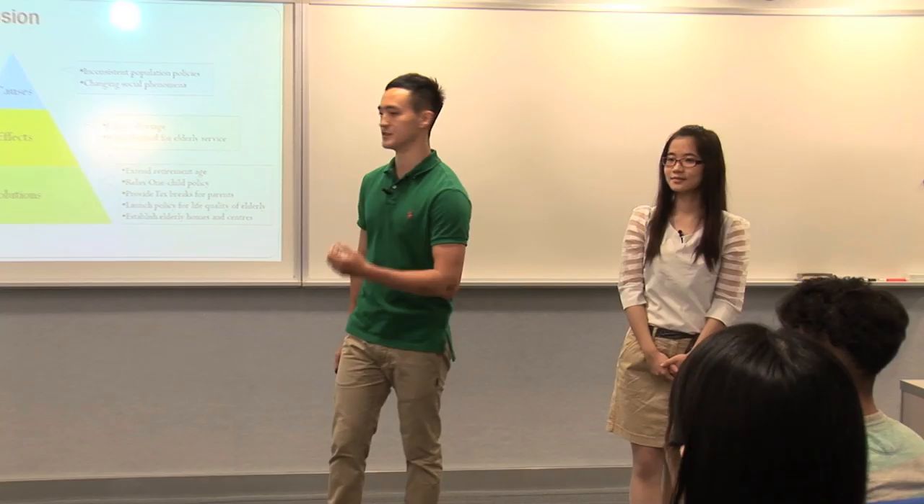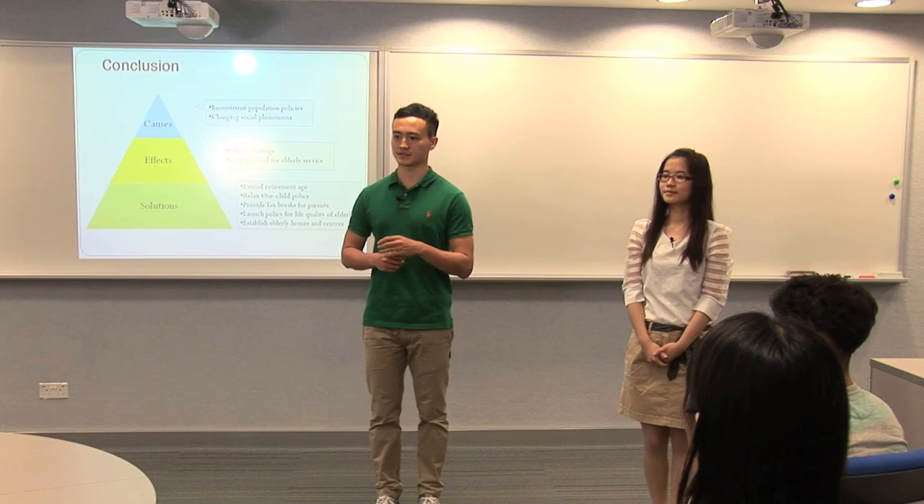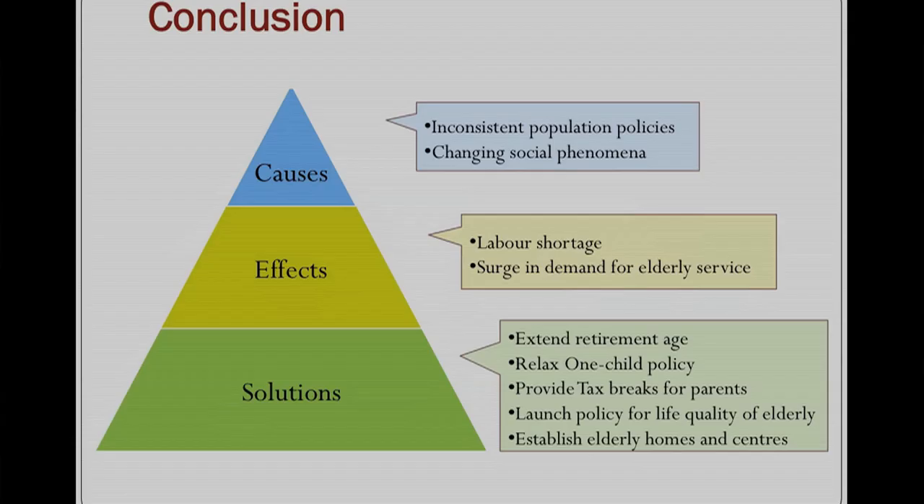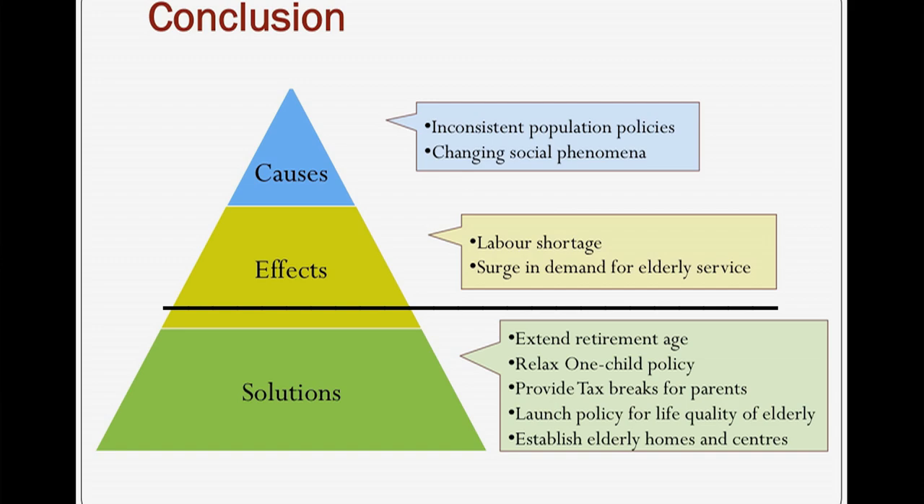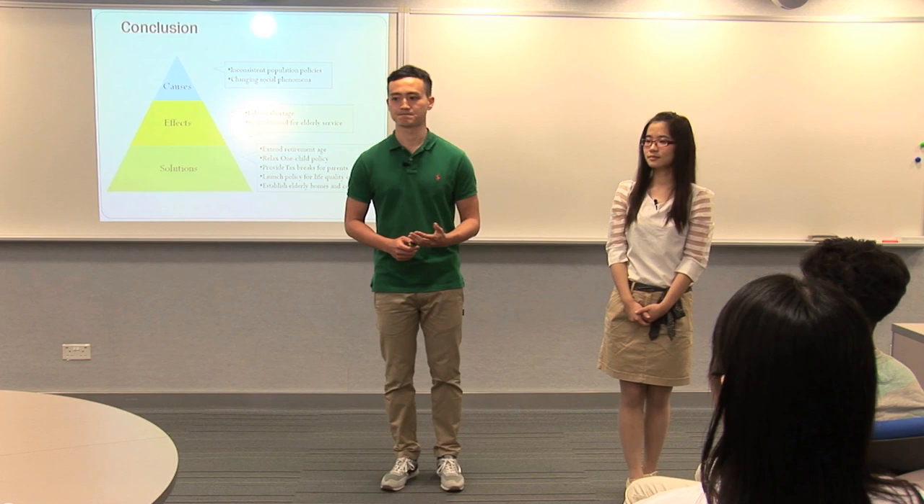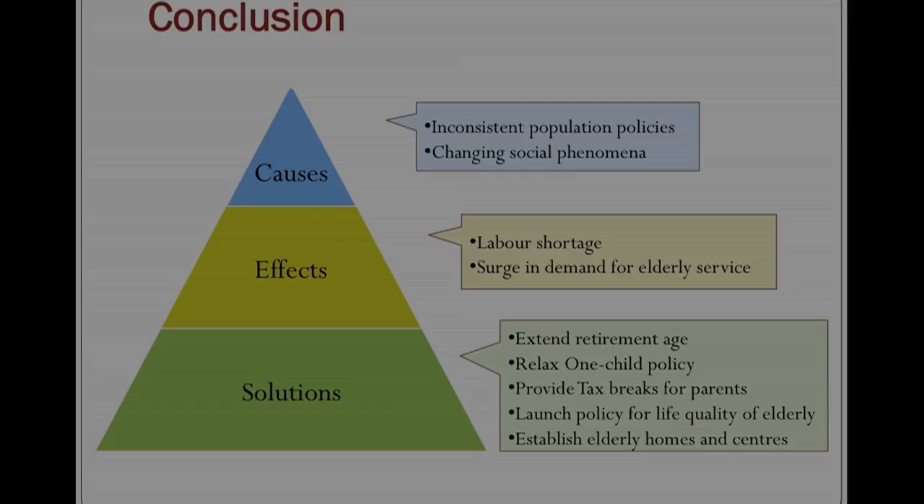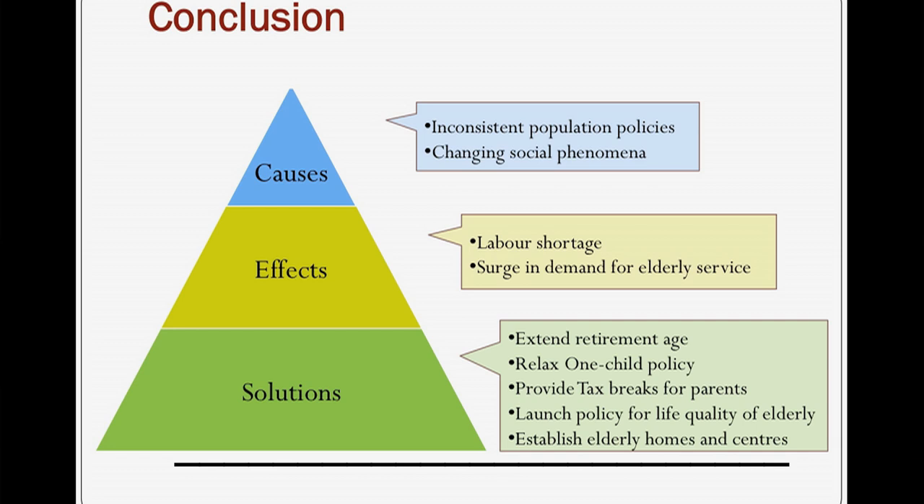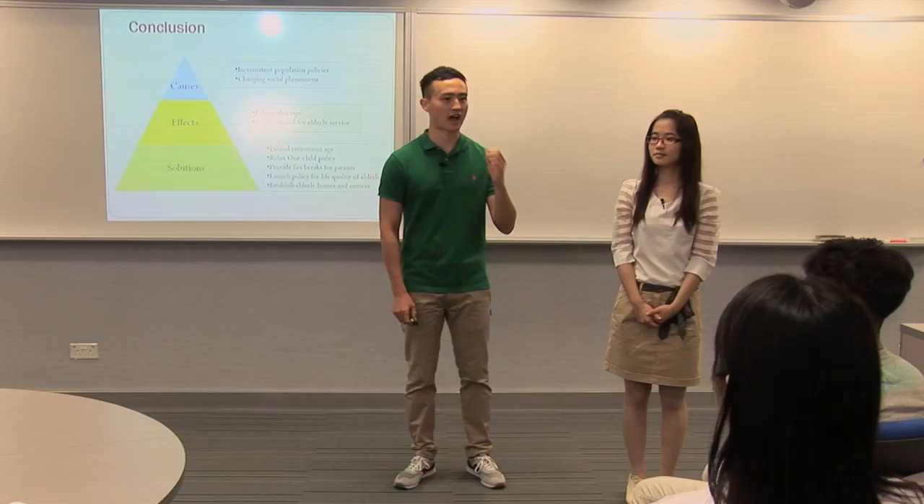I briefly defined and discussed two effects: the labor shortage and the surge in demand for elderly services in the near future. Finally, I mentioned some possible solutions to these problems, including extending the retirement age, relaxing the one-child policy, providing tax breaks for the parents, launching a policy to ensure a quality of life, and creating more homes and centers for the elderly. So that's the end of our presentation.